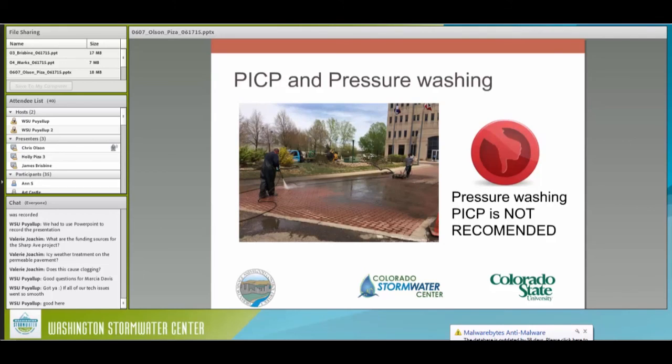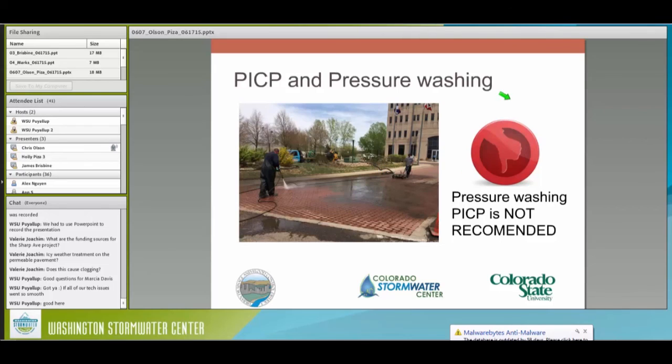We also tried pressure washing on these PICP sites. This picture is from one of Holly's sites down in Denver, and we did this also in Fort Collins. And as you can see in this picture, the pressure washing is dislodging some of the surface sediment. If you continued pressure washing, you could push that sediment to the curb and gutter, where they had a vacuum hose right here that they were sucking up the water and the sediment.